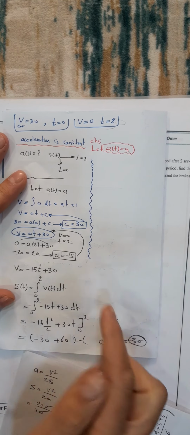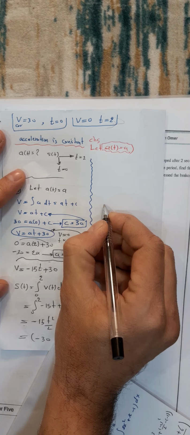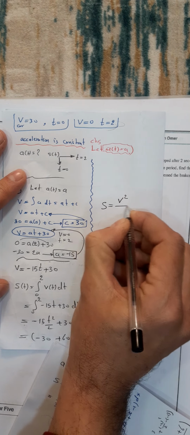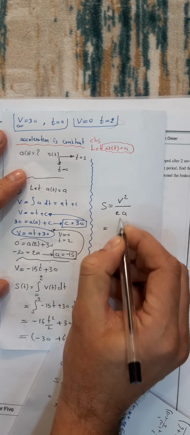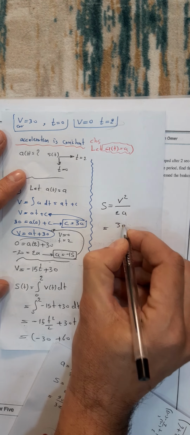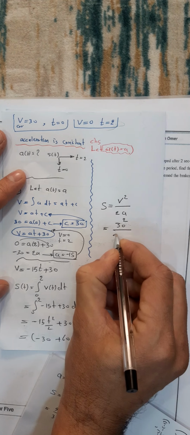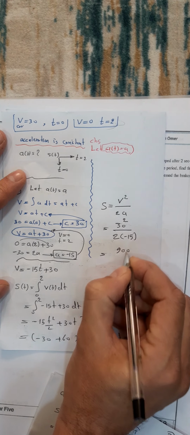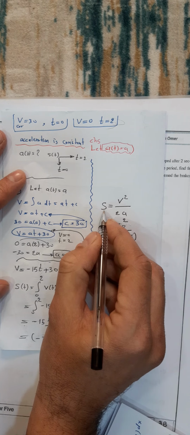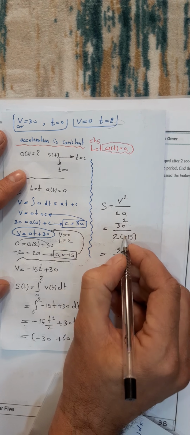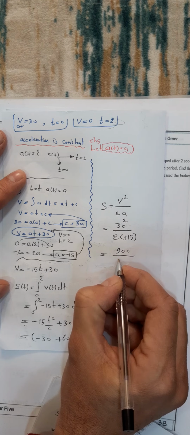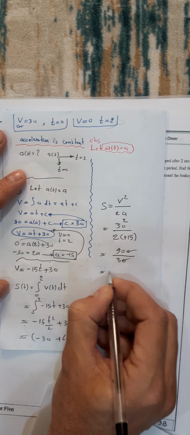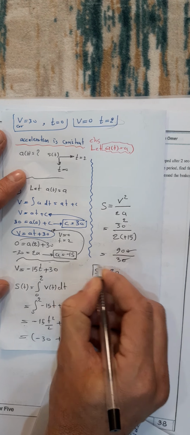Or for finding s, you can use this fast way. s is always equal to v squared over 2a. v is given equal to 30, squared is 900, divided by 2a, where a is equal to negative 15. Because distance is always positive, better to take positive 15. 2 times positive 15 is equal to 30, and 900 divided by 30 is 30.